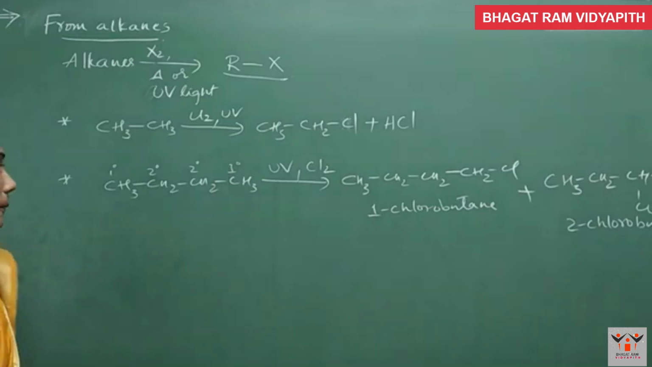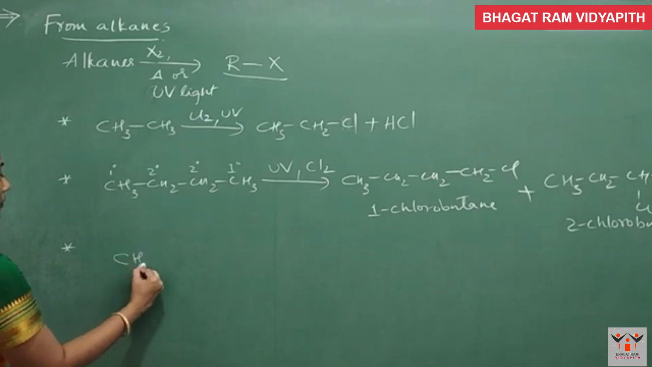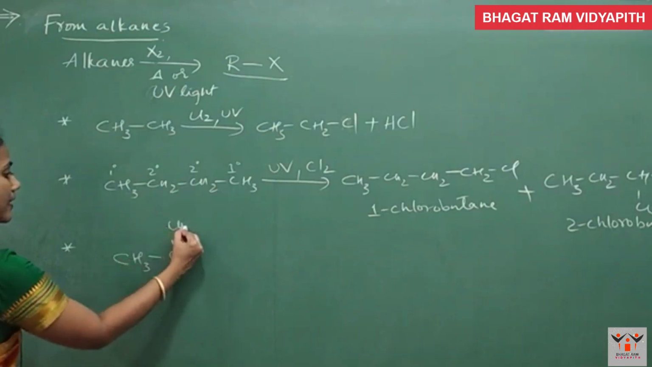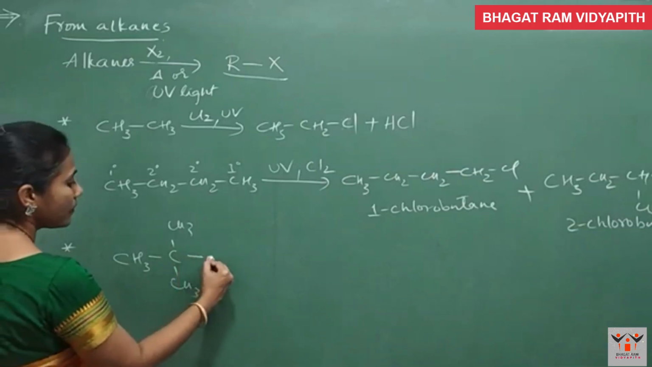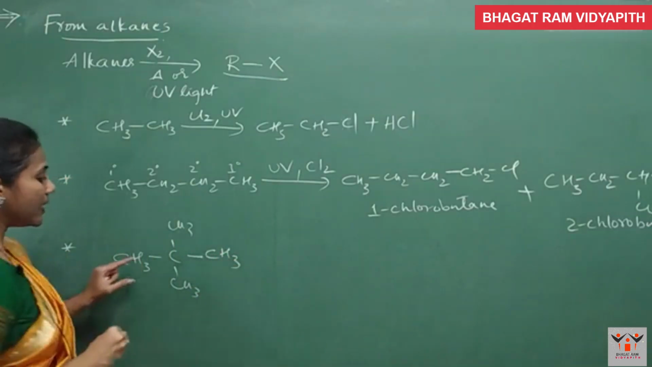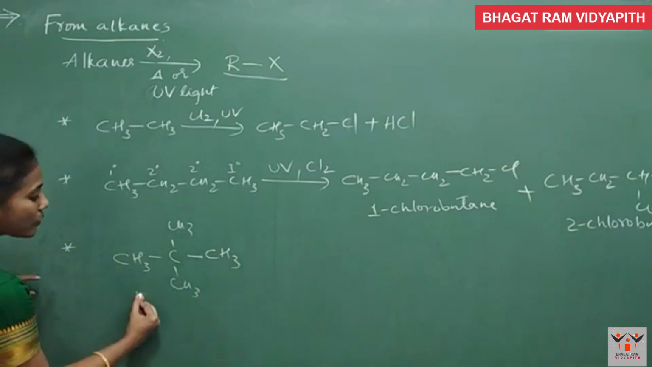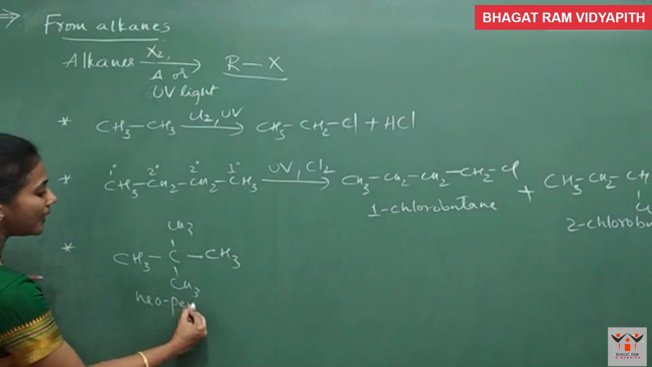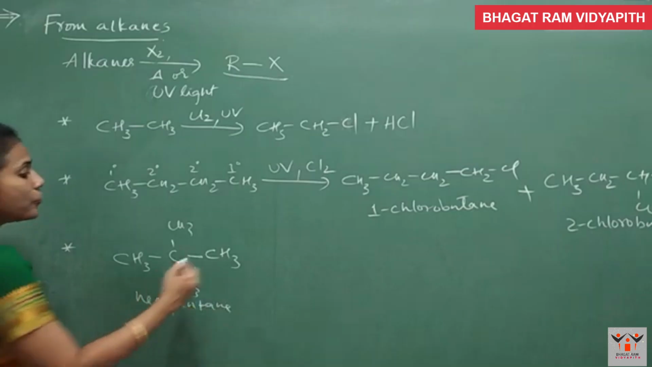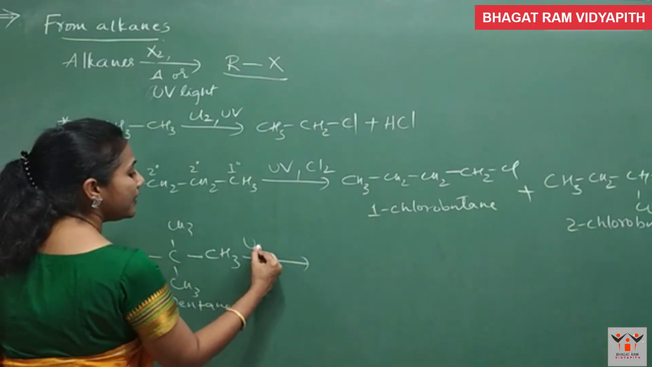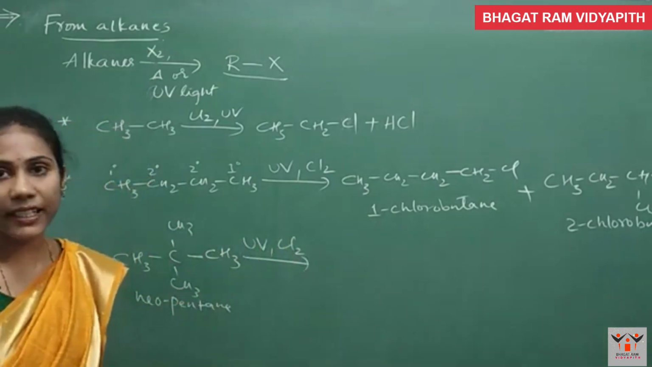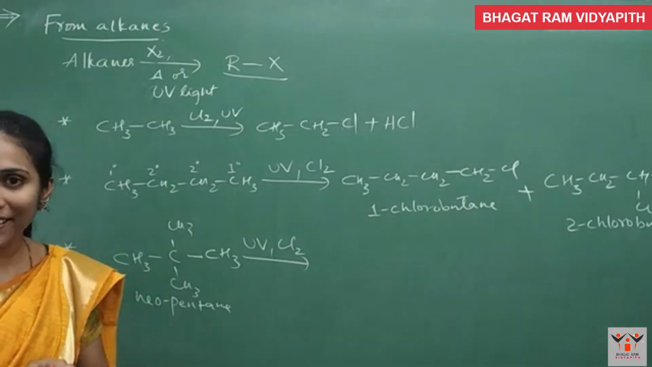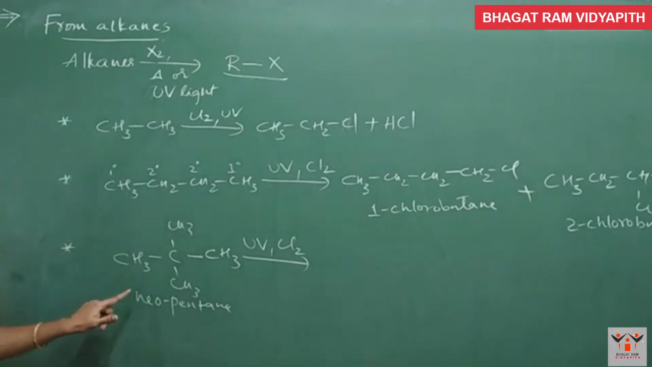Very, very important. And look at another example. Suppose I have CH3, CH3, CH3, CH3 around a central carbon. So what is this? Neopentane, right? So this is called neopentane. If I treat this neopentane with halogen on exposing it to UV radiation, what is the product we get? Look over here.